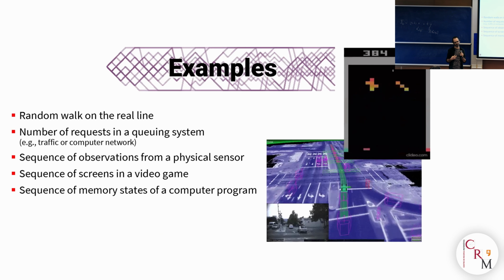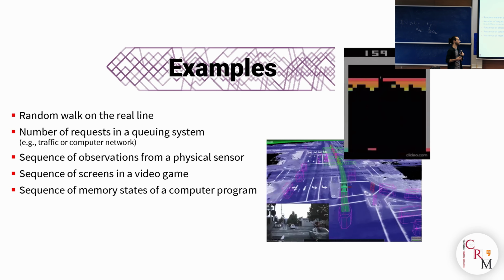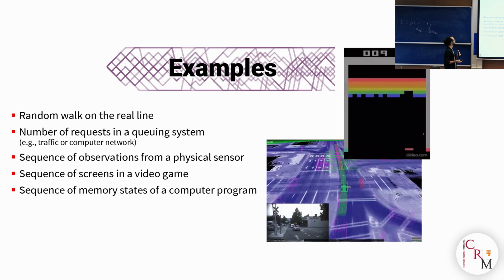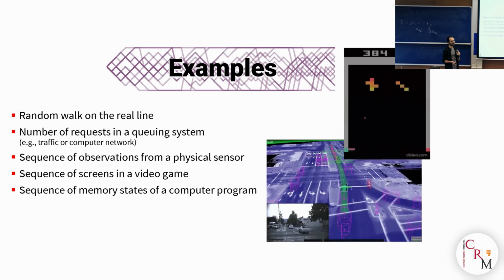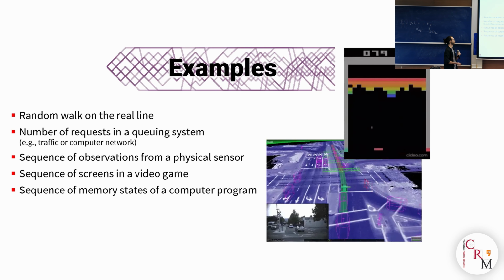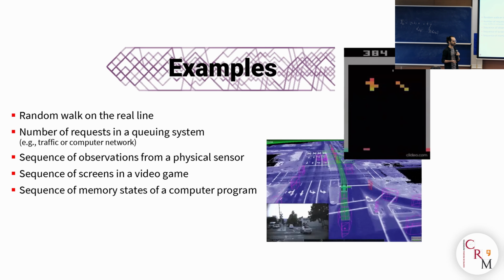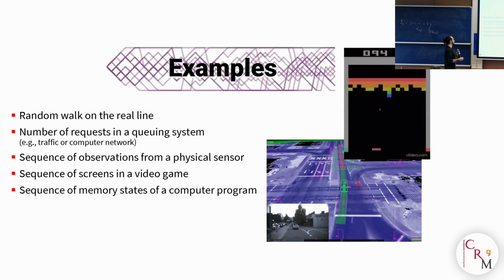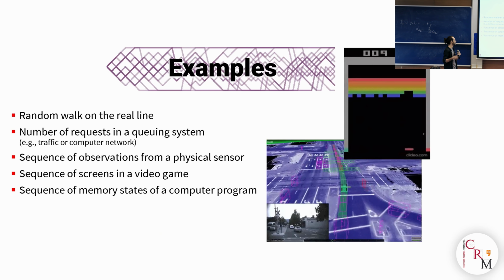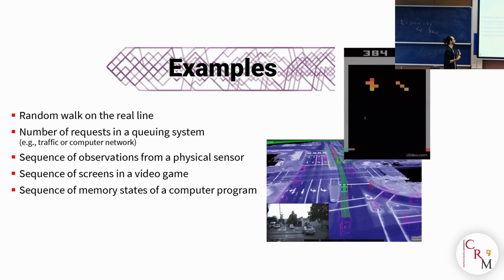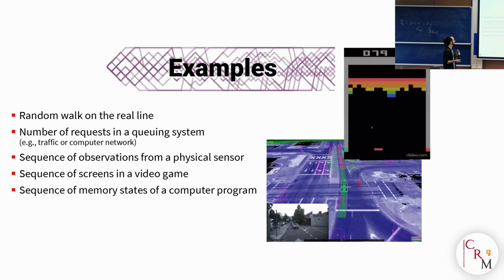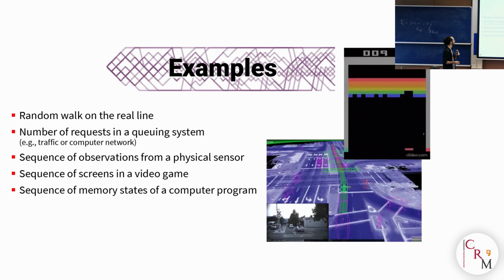What are some applications of these ideas, or what are some examples where this modeling tool can be useful? So of course, the simplest one is just a random walk on the real line, right? And then some classical examples that have been studied since the 60s, 70s is number of requests in a queuing system. How do I serve a sequence of customers that are coming my way? How do I model the length of the queue?